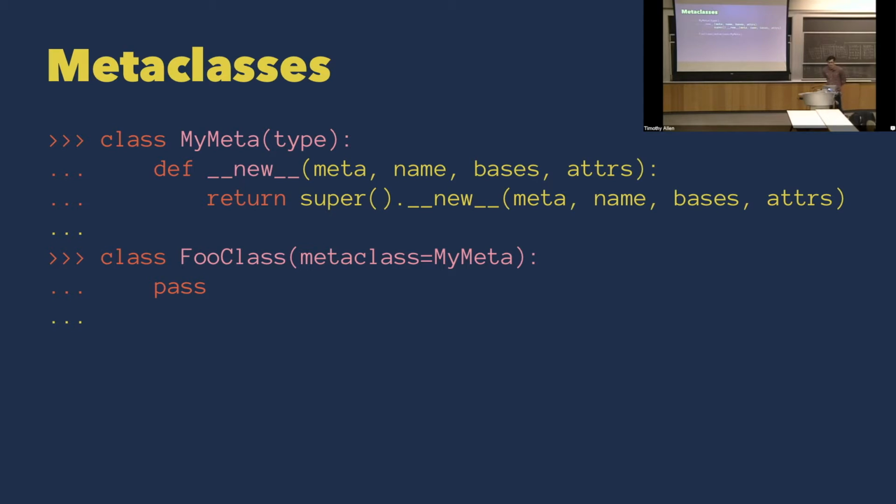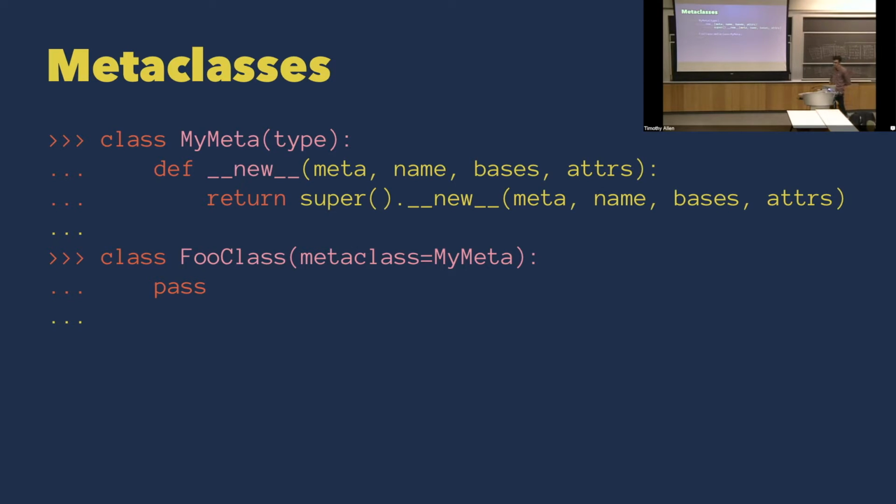To make metaclasses really useful, we have to override the new function, just like we did for the singleton class. But this time, new isn't going to return an instance. It's going to return a class, because that's what metaclasses do. They make classes. So in the same way as calling type with a name, we're calling the super of the metaclass, which is type. We're calling new, and we're giving it the name, the bases, and the attributes of the class we're trying to instantiate.